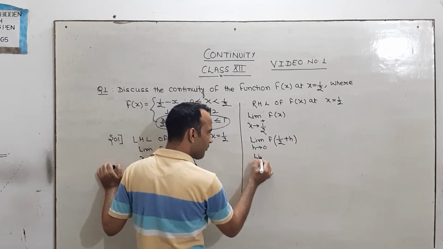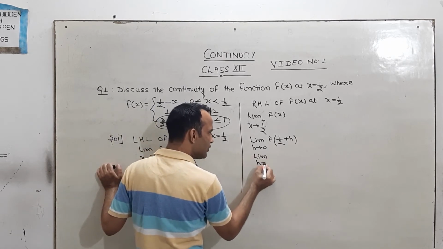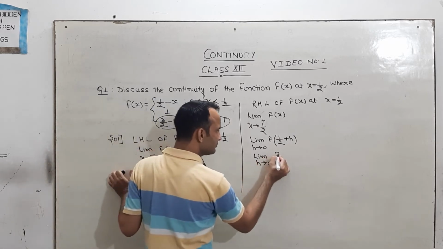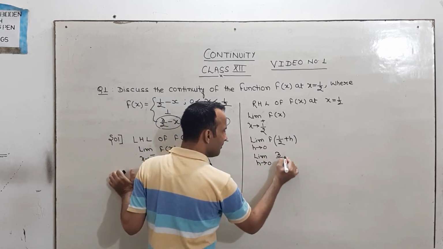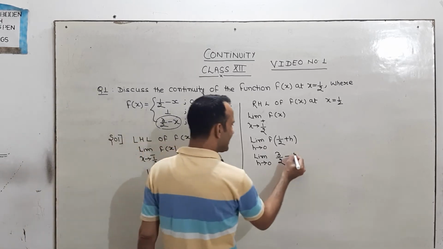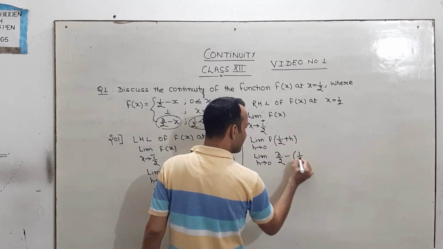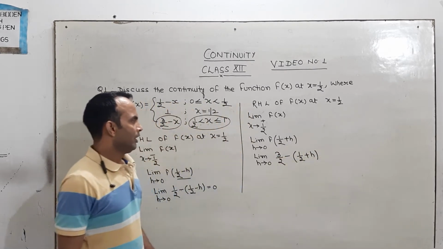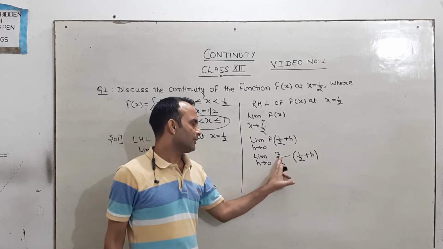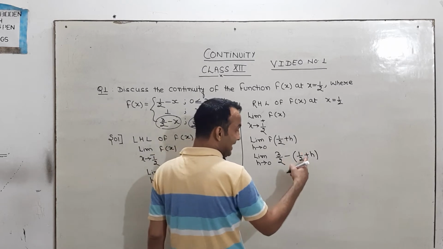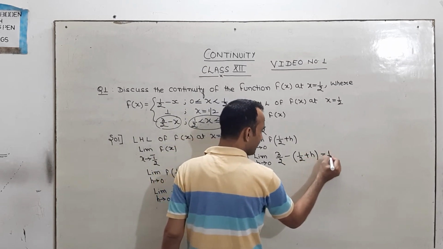Limit h tends to 0, 3 upon 2 minus x. What is the value of x? Half plus h. Now you can see this will become 3 minus 1, 2 upon 2, which is 1, minus h, and as h tends to 0, that's why the answer is 1.